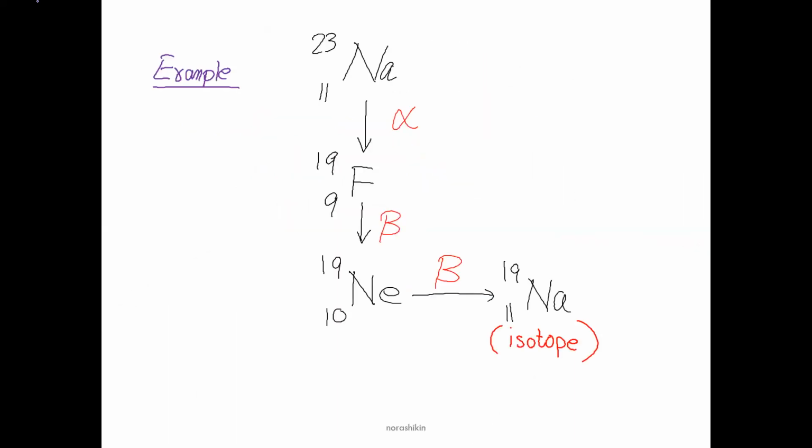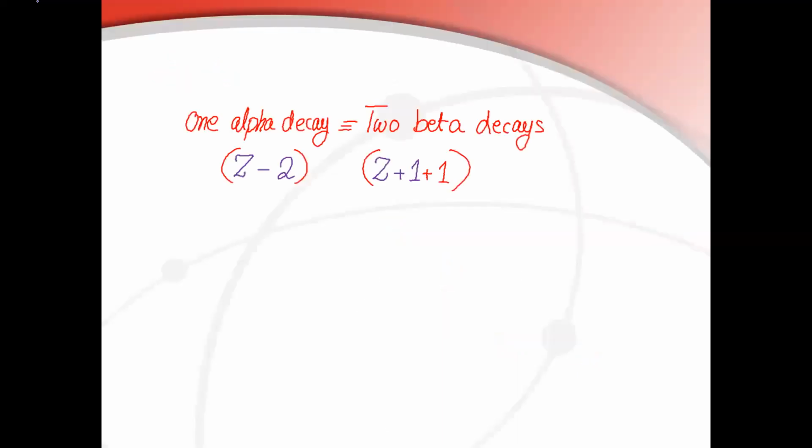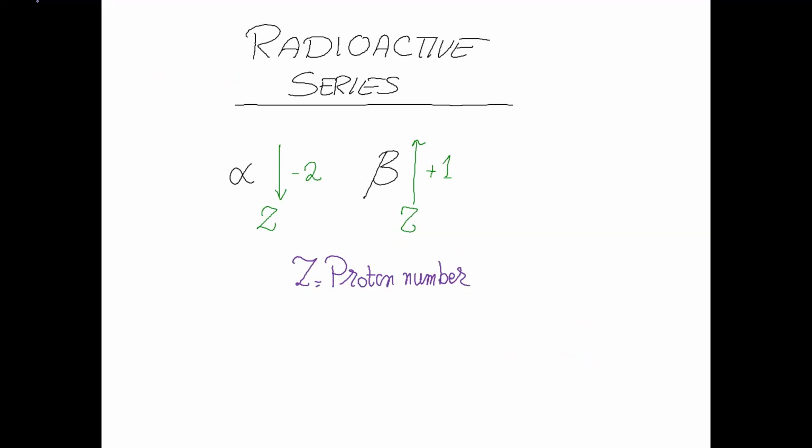Look at this example. Sodium 23, 11 becomes F 19, 9 after one alpha decay. Then after that, a beta decay occurs. It becomes 19, 10. One more beta decay occurs. It's back on sodium. Start was sodium and end is sodium. Sodium is back. This is called radioactive series. Now copy this.